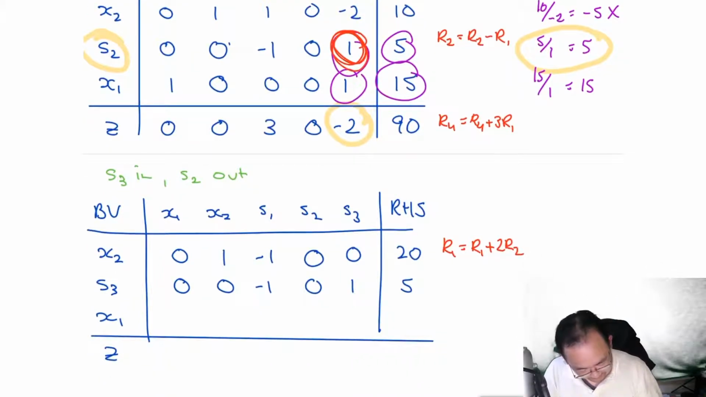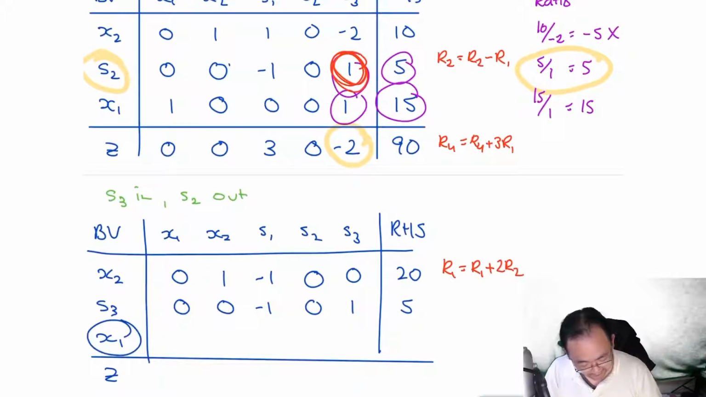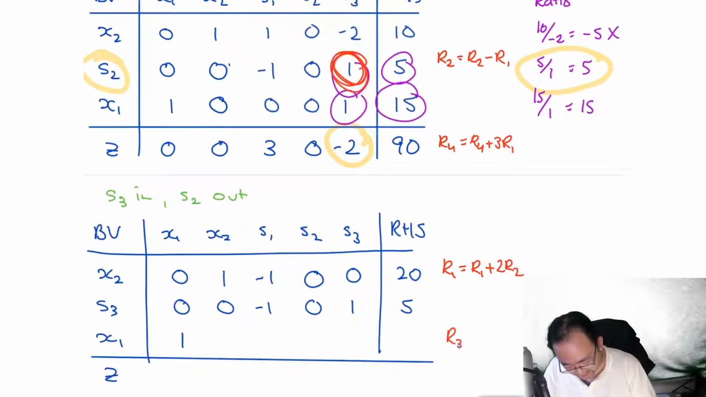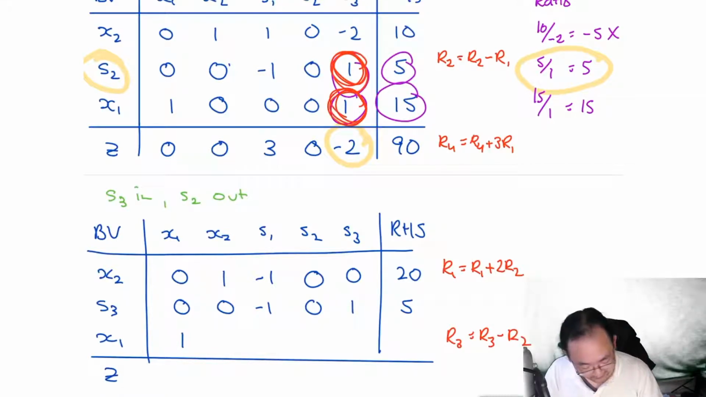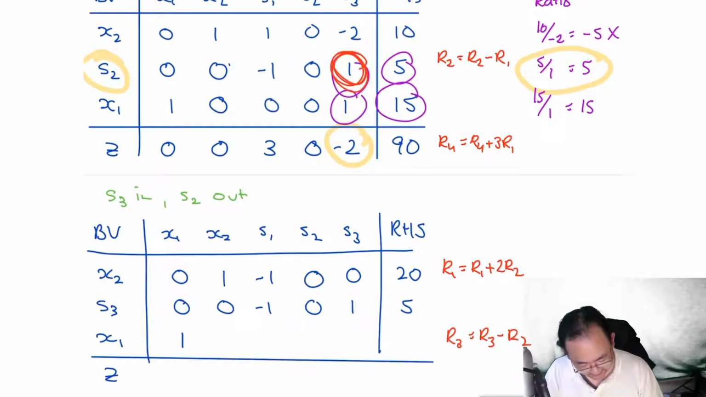And then for the third row, for the x1 row, we need to adjust that as well. Sorry, I should write out the row operation. So row 3 equals row 3 minus row 2, because we want this one to be 0. So 1 minus 0 is 1. 0 minus 0 is 0. 0 minus 1 is minus 1. 0 minus 0 is 0, 1 minus 1 is 0, and then 15 minus 5 is 10.